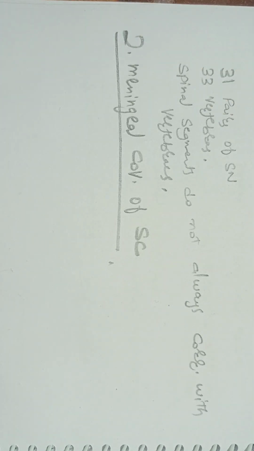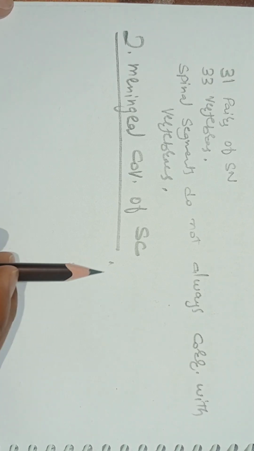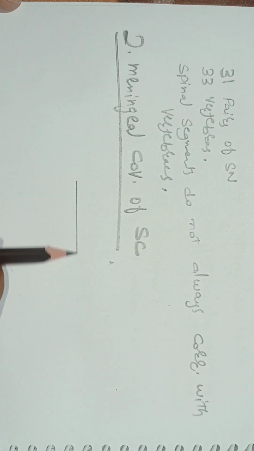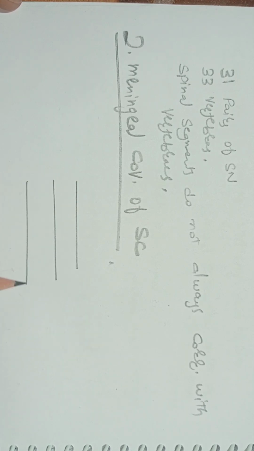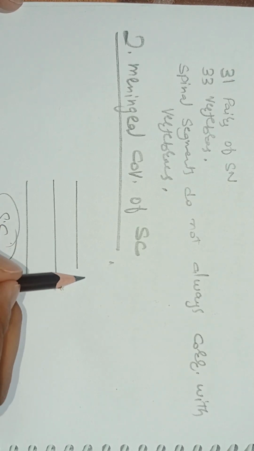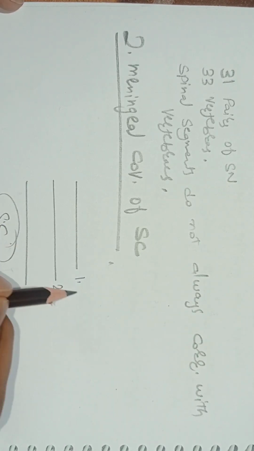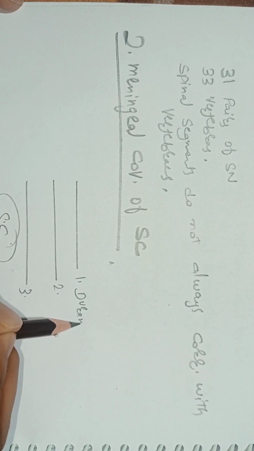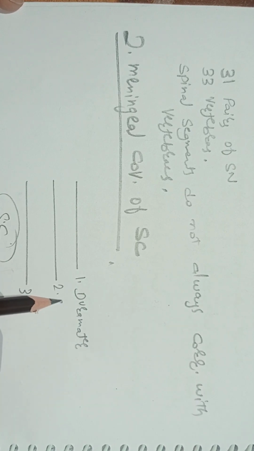The spinal cord is covered by three meninges like the brain: number one, two, and three. This is the spinal cord. Clearly, the spinal cord is covered by three meningeal layers: one, two, and three. The outermost layer is called the dura mater. Clearly, the middle one is called the arachnoid mater.